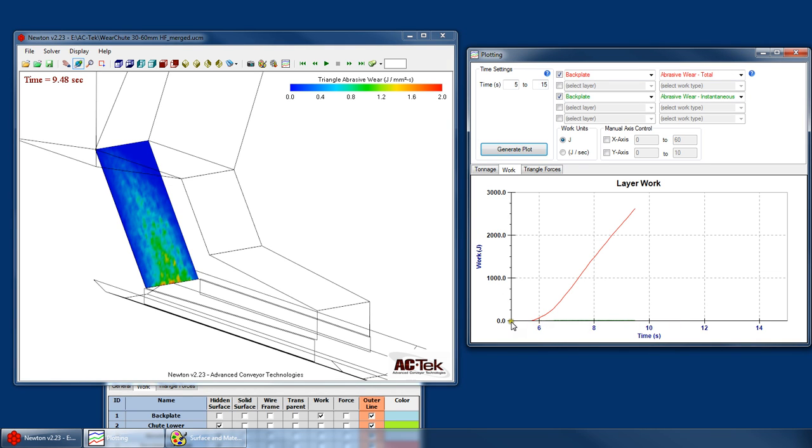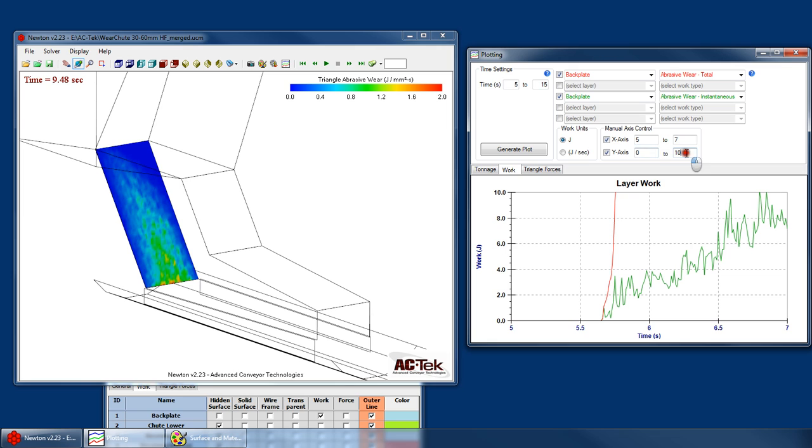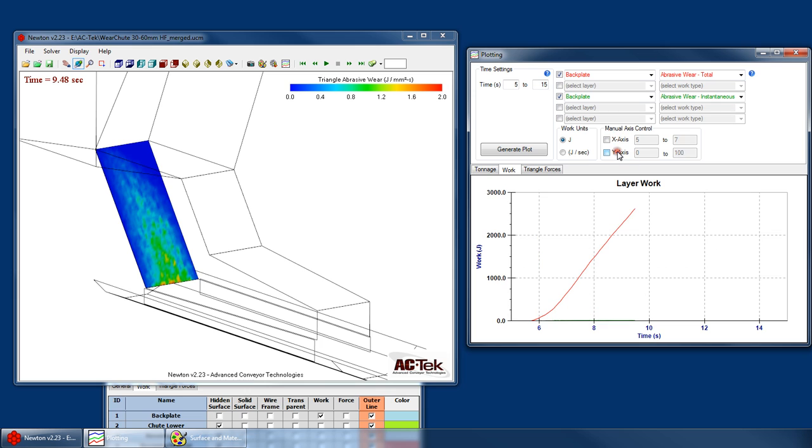So if I just go from, let's just go from 5 to 6. Let's change our axis to go from 5 to 6. Oh, let's go from 5 to 7. Let's change this to go from 0 to 100. Okay, that's a little bit better. So just the very start of this curve, what you should note is that this red line is exactly equal to the sum of all the points along this green line. Because this is our instantaneous wear for the entire layer, and all we're doing to get the red line is adding up all of these wear values. And that's where that line is coming from.